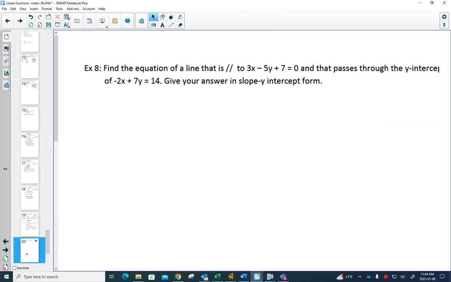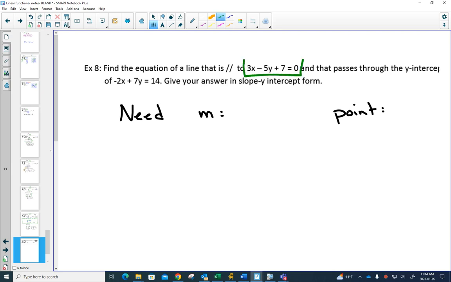So, was everybody done with the last one? Good? Okay. Find the equation of the line. So, as soon as I see a find the equation of the line, I'm telling myself, okay, I need a slope, I need the point. Let's see how disguised they are on this one. Parallel to this one. And passes through the y-intercept of that one. Is the slope disguised? Yes. So I'm going to go to green here.